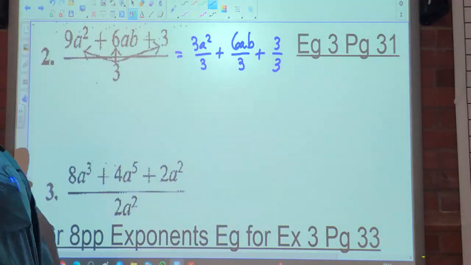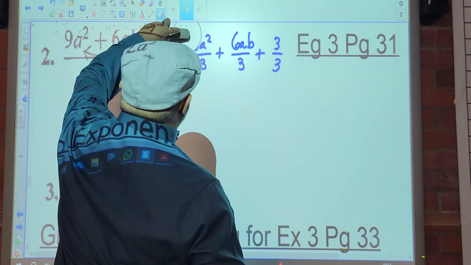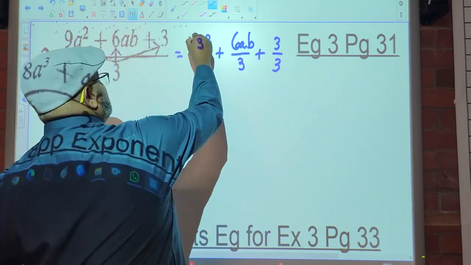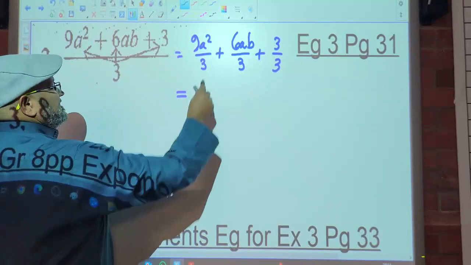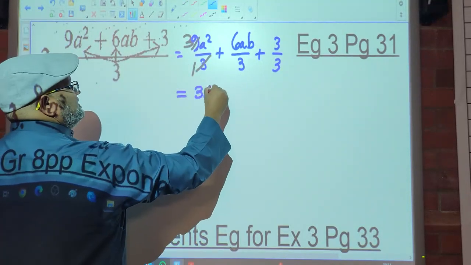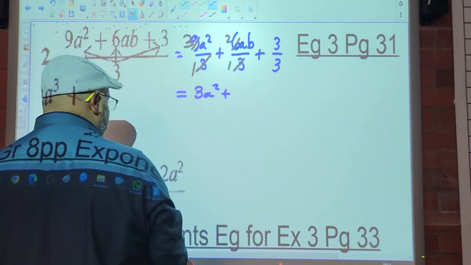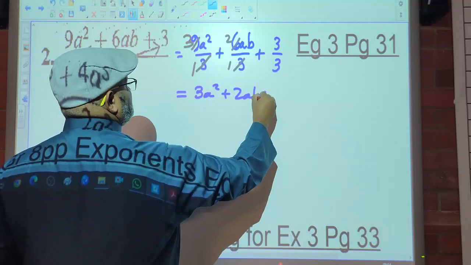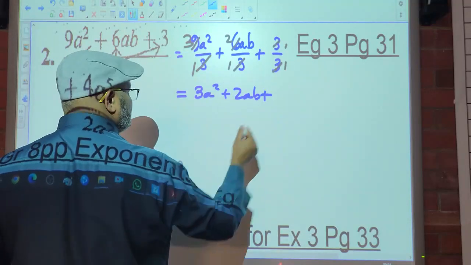Yes. Or is it 9? I'm cancelling it out in my head already. Okay. So people, 3 goes into 3 once, 3 going into 9, 3 times. So it's going to be 3a squared plus. 3 going into 3 once, 3 going into 6 twice. So it's going to be 2ab plus 3 over 3, going to give you 1.